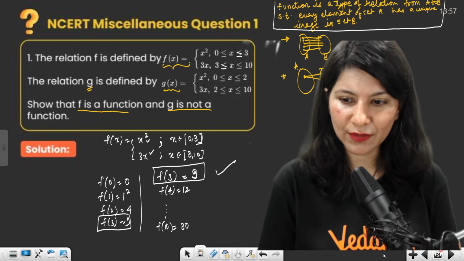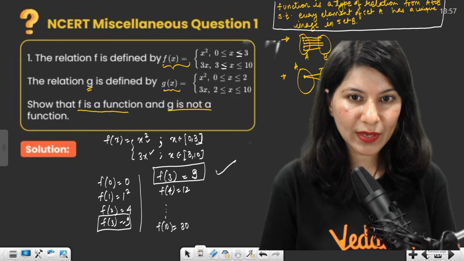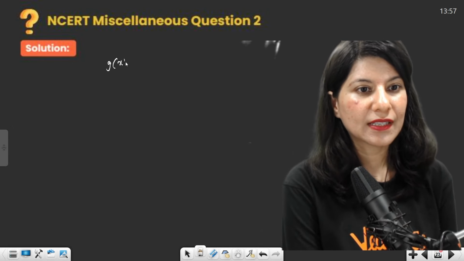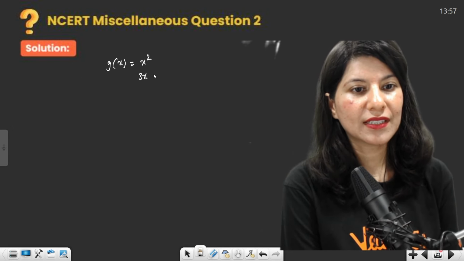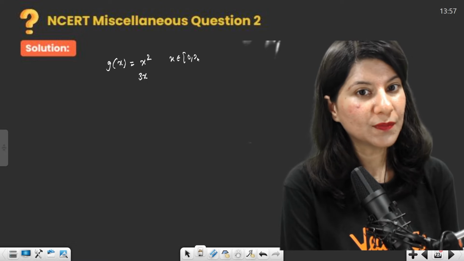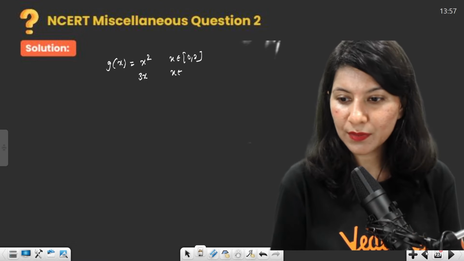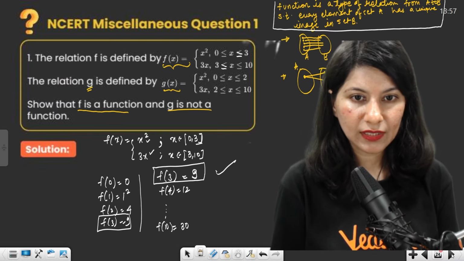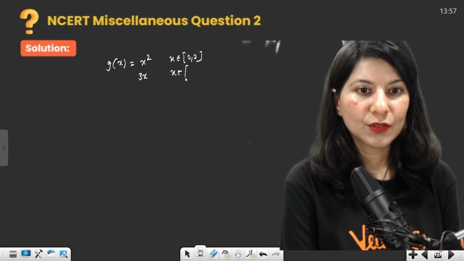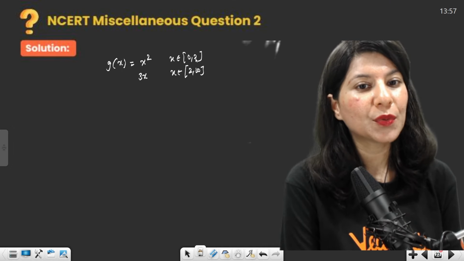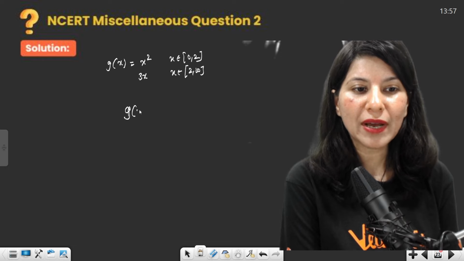What about g(x)? So g(x) is x square and 3x. g(x) is equal to x square when x belongs to 0 to 2, and 3x when x belongs to 2 to 10. So the danger point, now you know that g(2) you have to calculate.